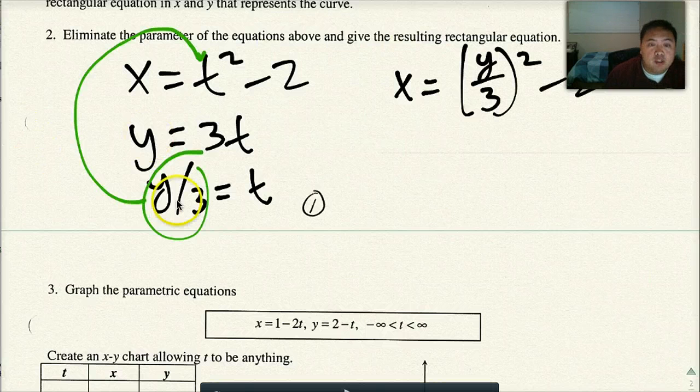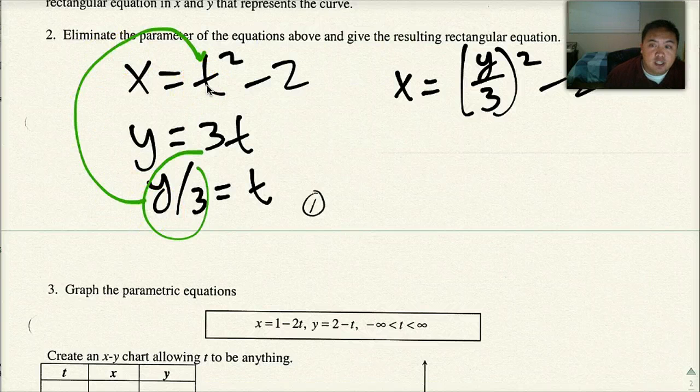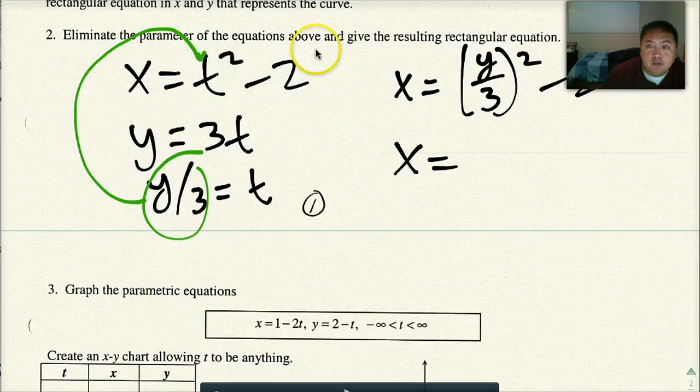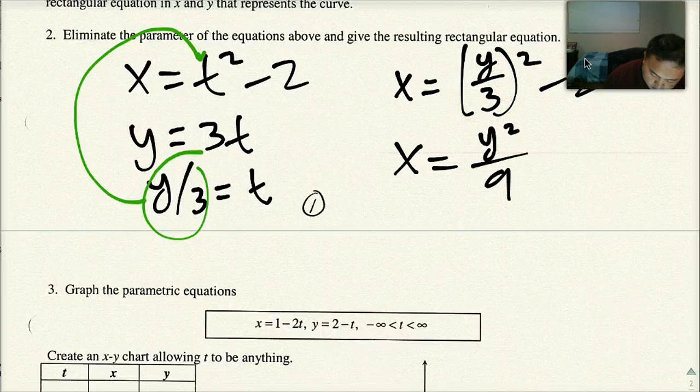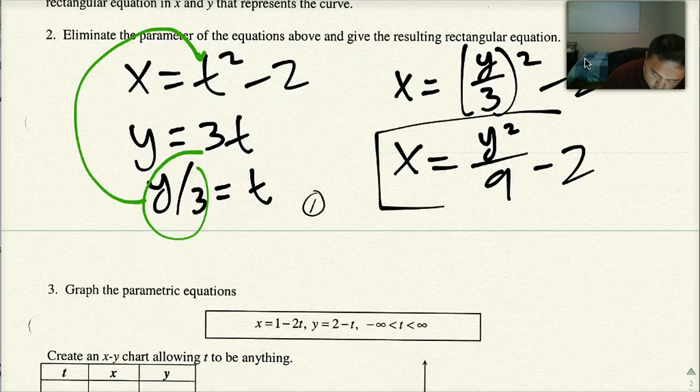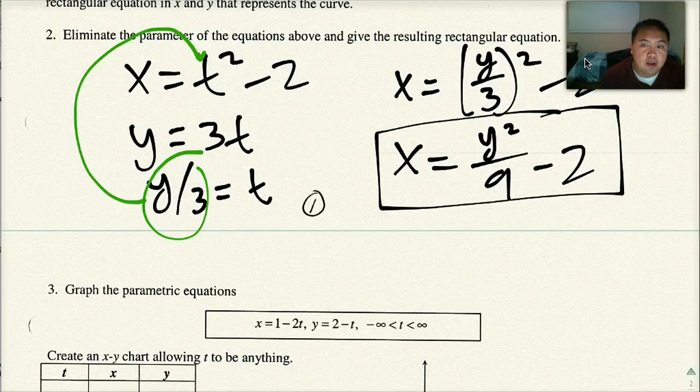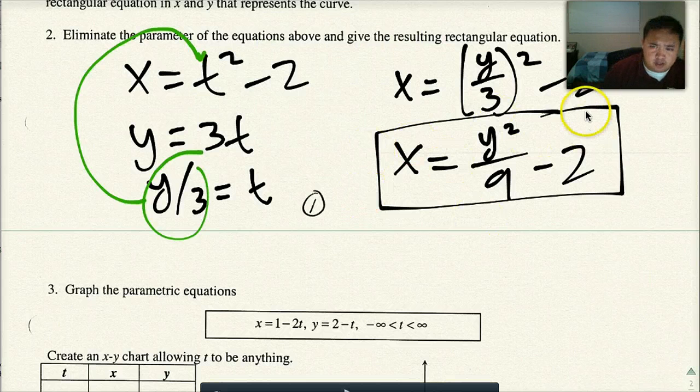And again, all I did was solve for t and plug in what I found into the other equation everywhere I saw t. Now all I do is simplify. We did exponent rules in the last video, so this is y squared over 9, because I'm squaring both top and bottom, minus 2. And that's how you solve by eliminating the parameter. So basically, it's a way for you to take a parametric equation and make it a normal equation that you're used to, just x and y without the t.